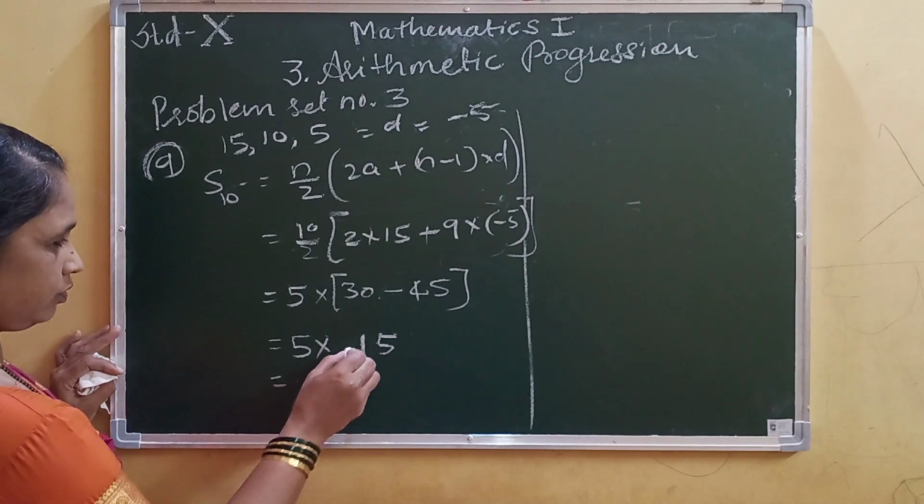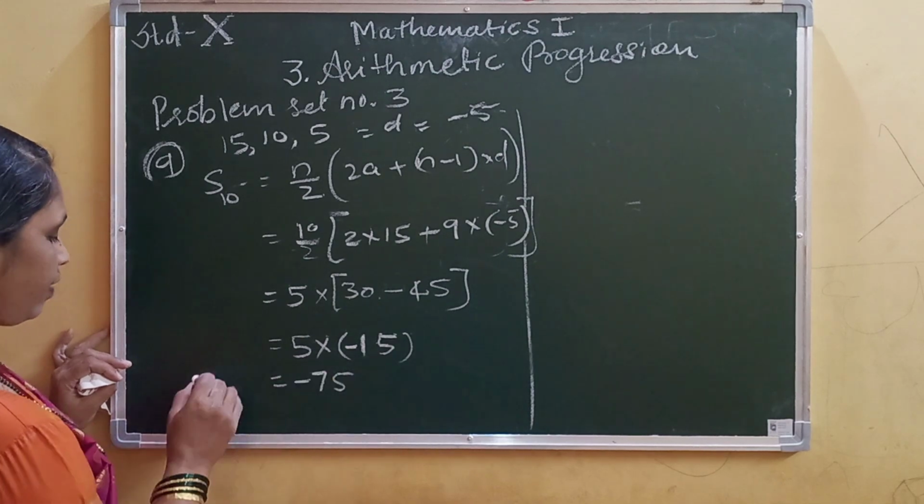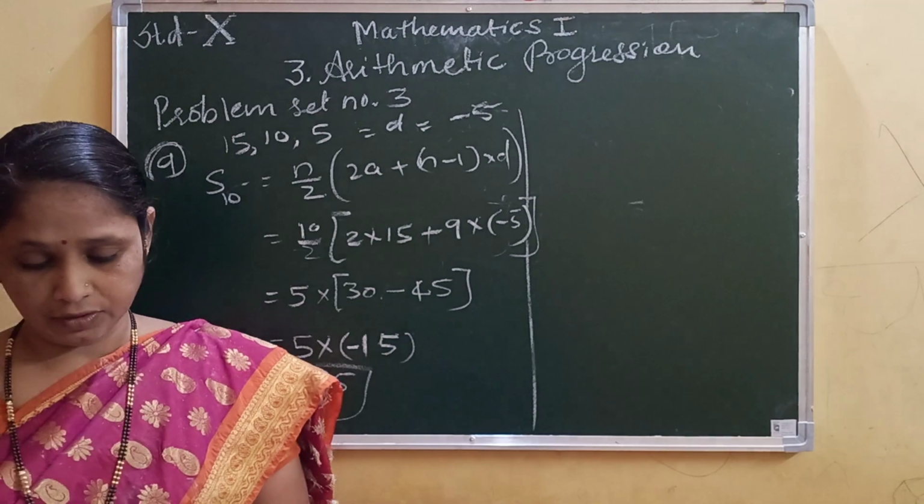So it is equal to minus 15 minus 75. So S10 is equal to minus 75.